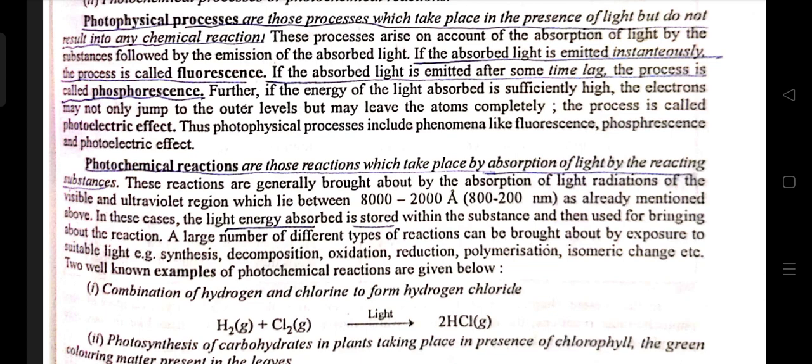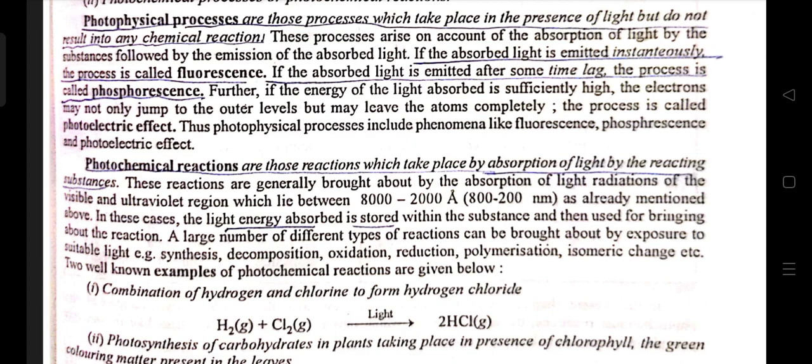Photochemical reactions are those reactions which take place by absorption of light by the reacting substances. These reactions are generally brought about by the absorption of light radiations of the visible and UV region, which lie between 8000 to 2000 angstrom, as already mentioned above. In these cases, the light energy absorbed is stored within the substance and then used for bringing about the reaction.